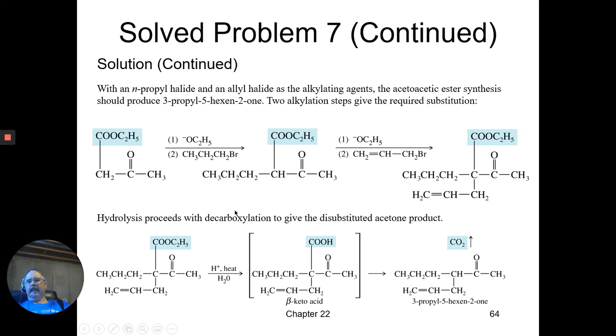And then upon hydrolysis, we get the beta keto acid, and upon heating, we lose carbon dioxide. We lose the carboxylic acid as carbon dioxide.